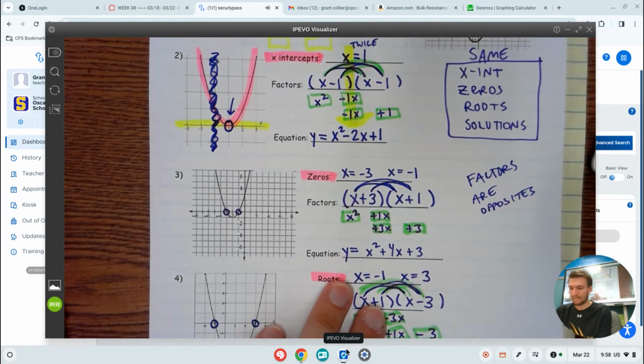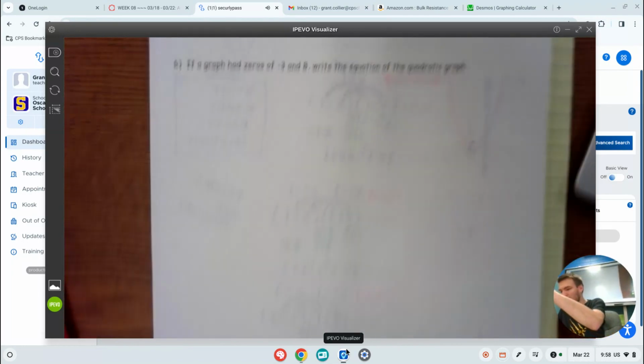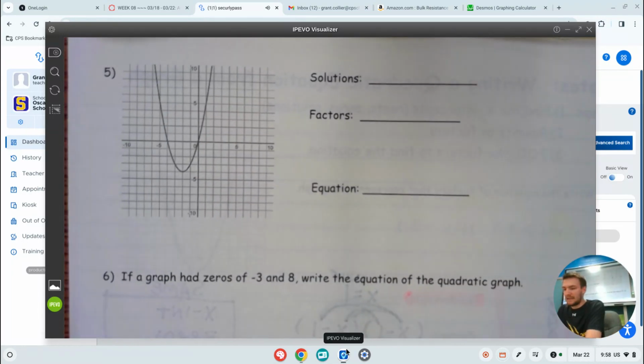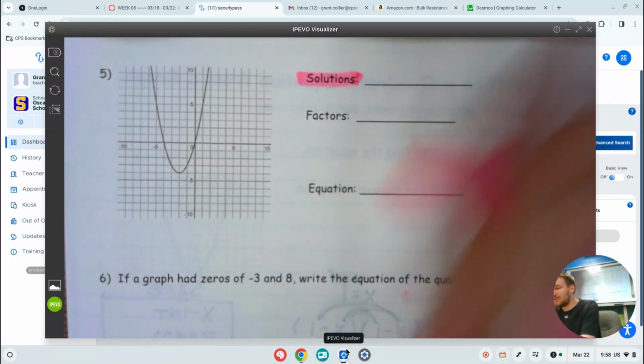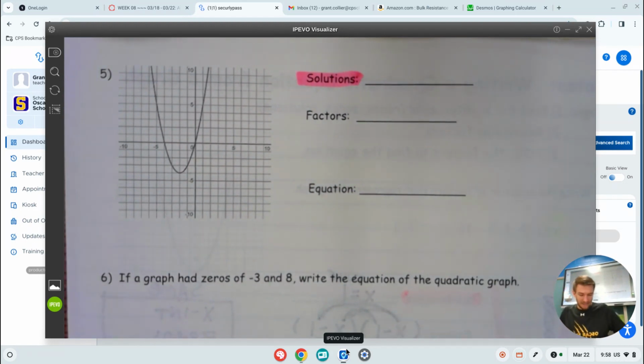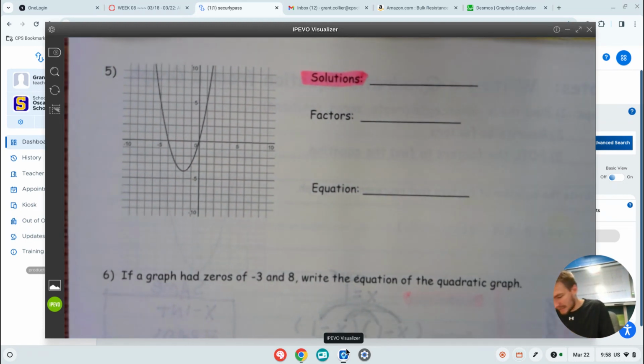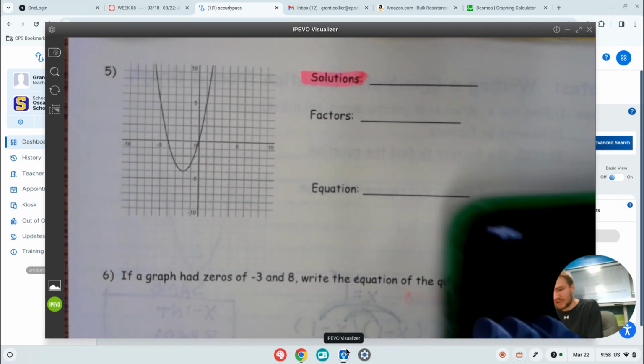Okay, flipping it over. We got one last one. Here's the last word we haven't used yet, solutions. Let's see how long this question takes us. Let's get a timer, let's get a stopwatch.